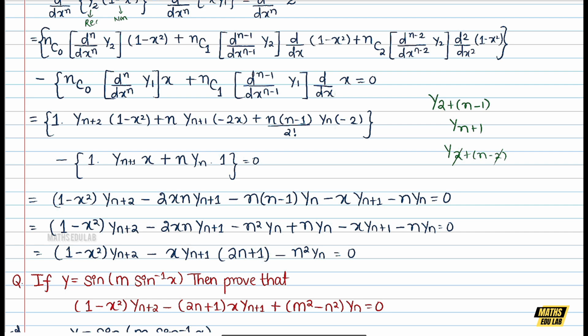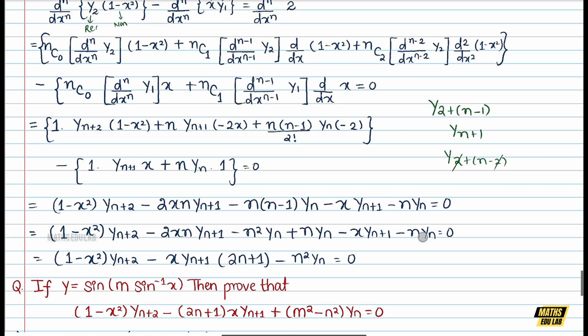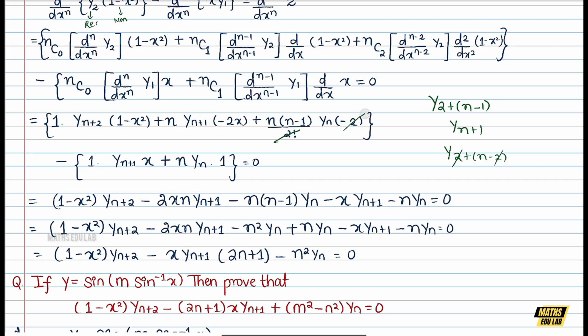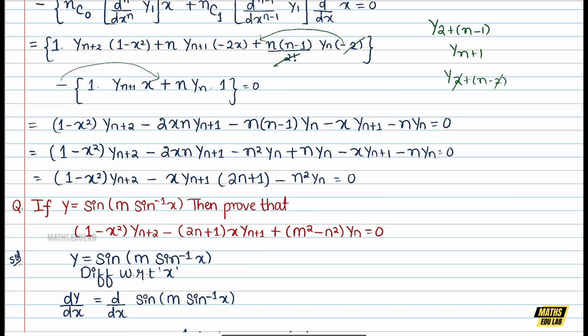And the same follows for the second function. Then here the 2 factorial and 2 will get cancelled out. On rearranging this equation, I can write it as 1 minus x square yn plus 2, then minus 2x yn plus 1. Now here the minus will get multiplied, so minus n into n minus 1 yn plus x yn plus 1. Again this minus will multiply inside and it will be written as minus n yn is equal to 0.